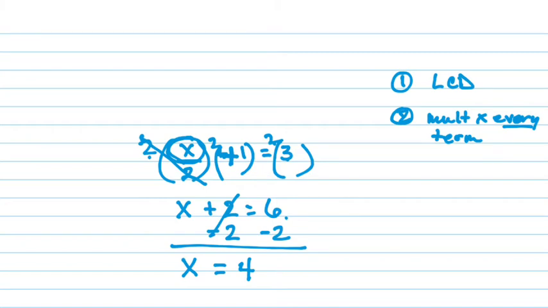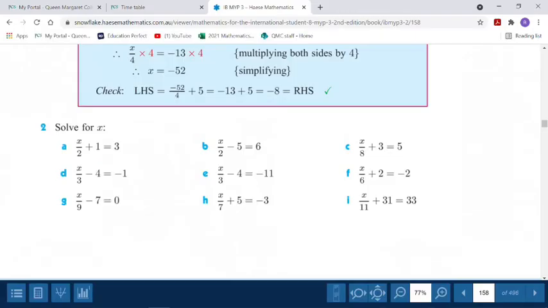Okay? So it's very straightforward, but a process that you need to practice. Okay? Let's look at another one. Say we have, these are all very easy ones. x over 3 minus 4 equals negative 1.